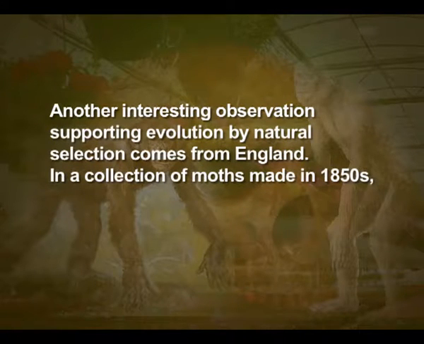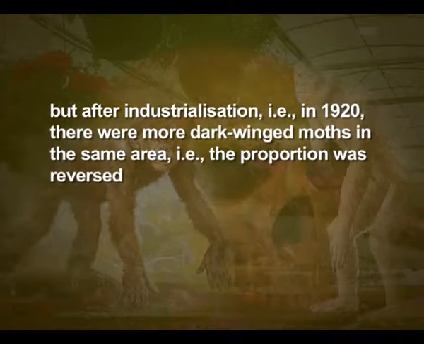Another interesting observation supporting evolution by natural selection comes from England. In a collection of moths made in the 1850s, that is before industrialization set in, it was observed that there were more white-winged moths on trees than dark-winged or melanized moths. However, in the collection carried out from the same area after the industrialization, that is in 1920, there were more dark-winged moths in the same area, that is, the proportion was reversed.